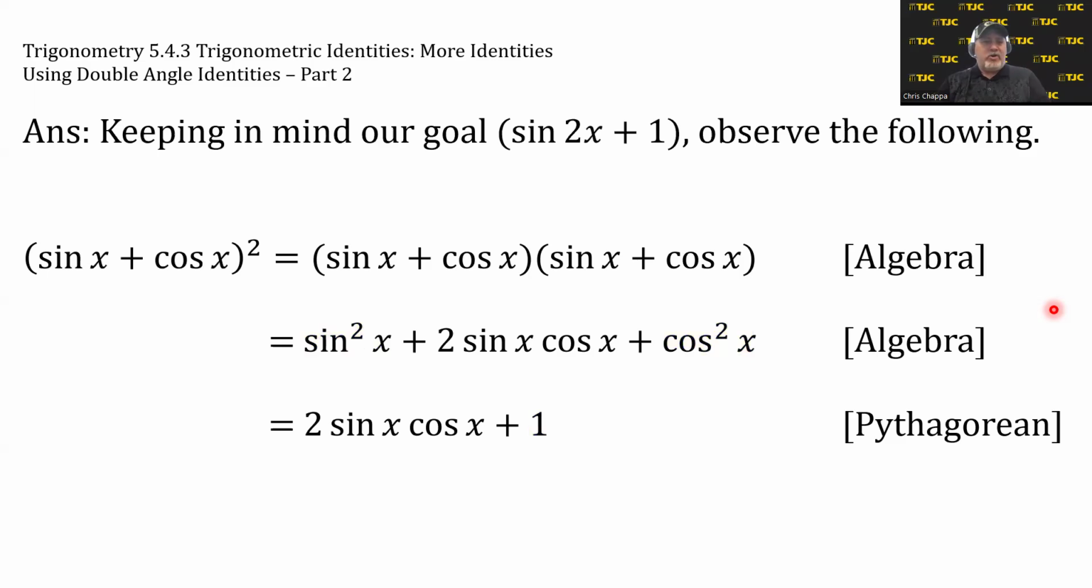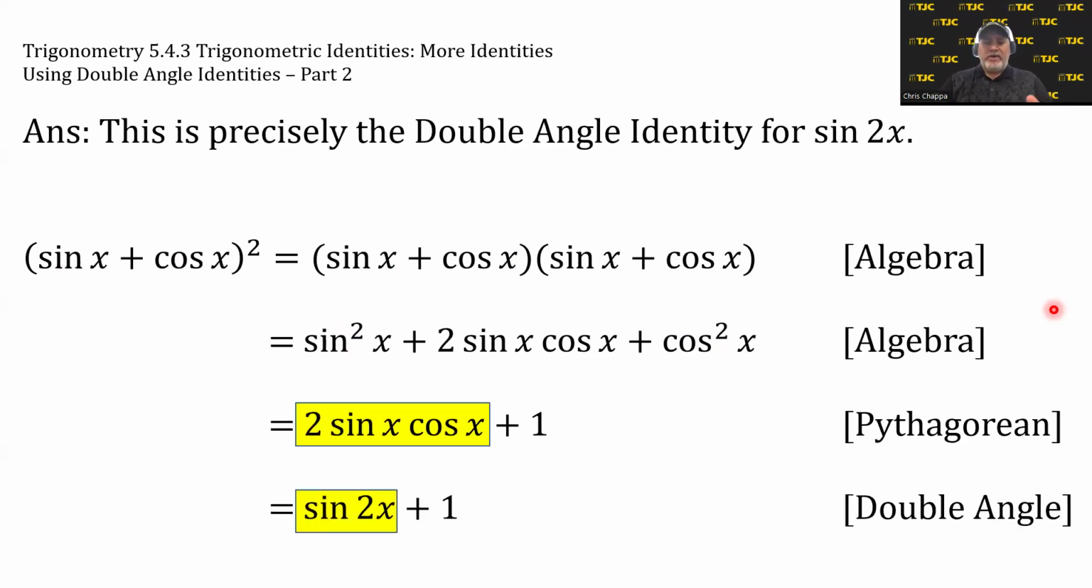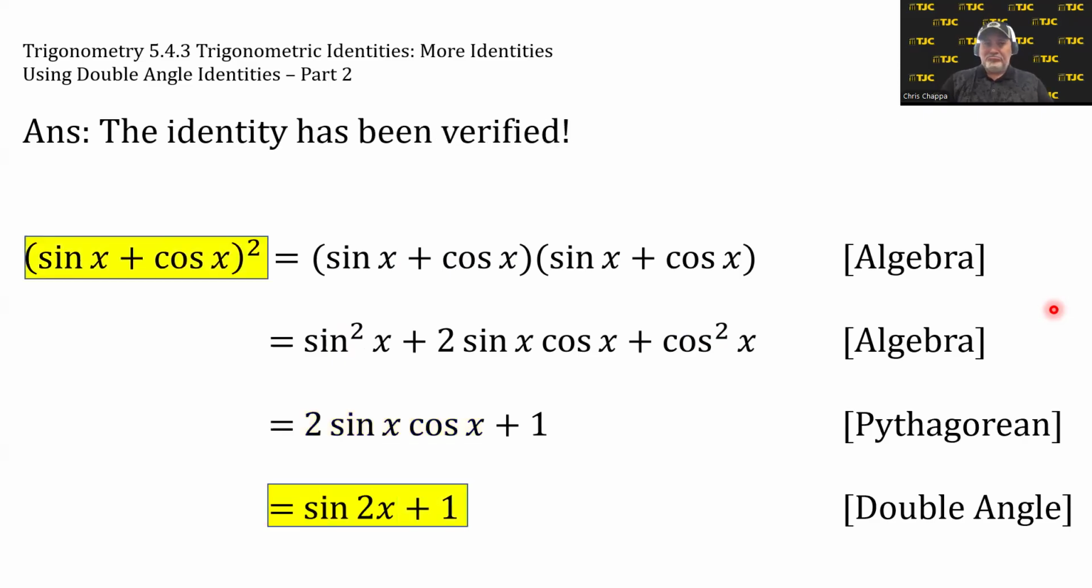Now keeping in mind that our goal is sine of 2x plus 1, observe the following. This expression, where we currently are, 2 sine x cosine x, is precisely the double angle identity for sine of 2x. So we can replace that with sine of 2x using a double angle identity, and we verified it. We were trying to show that the square of sine x plus cosine x is equal to sine of 2x plus 1. Mission accomplished. Not too bad.